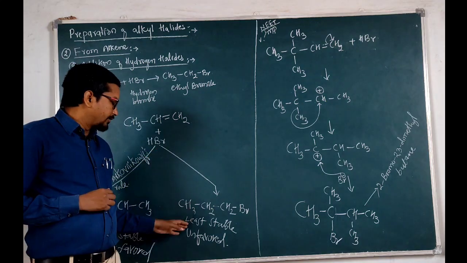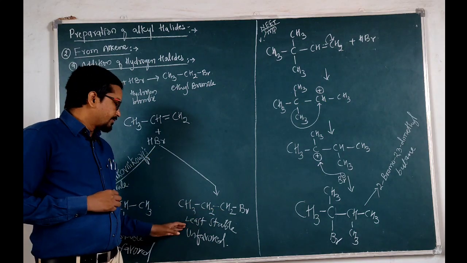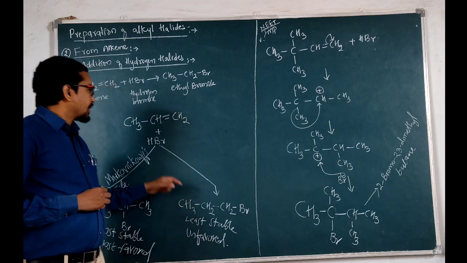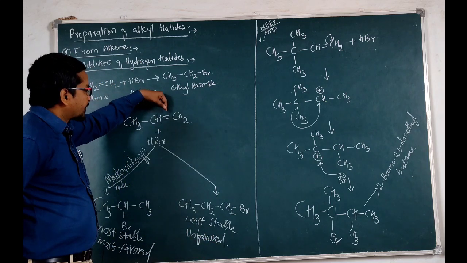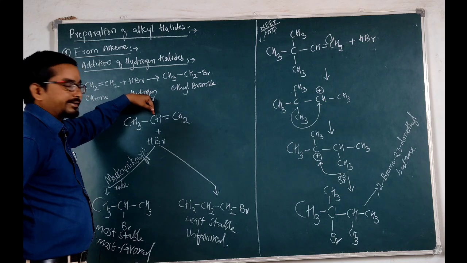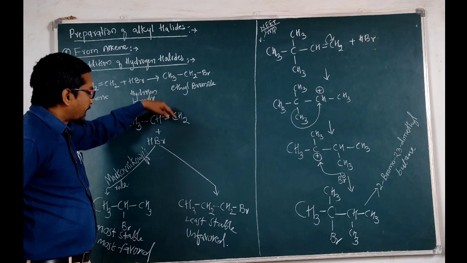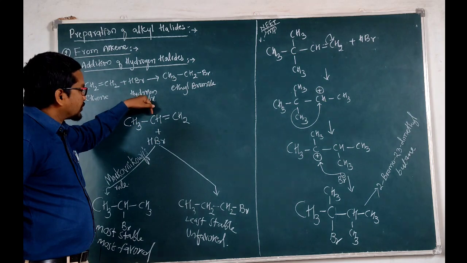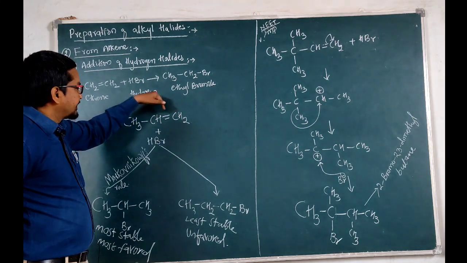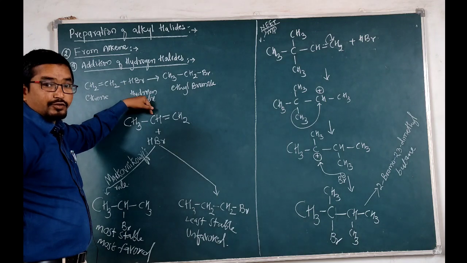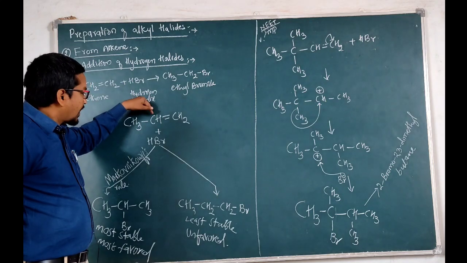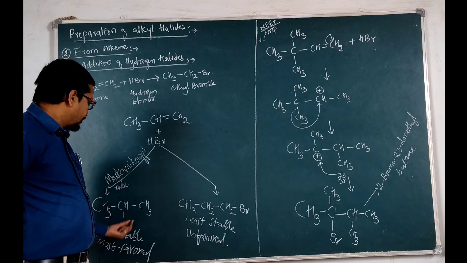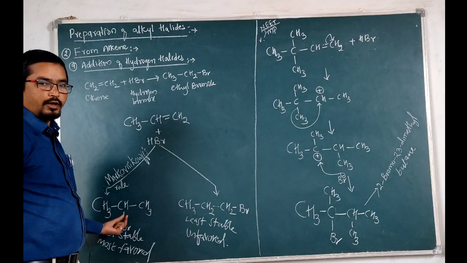Similarly, you can have 1-bromopropane, which is least stable and unfavored, because if you add the positive part of the reagent to this carbon, it will form a primary carbocation. And if you add the positive part of the reagent to this carbon, it will form the secondary carbocation, which is more stable. Hence, according to Markovnikov's rule, the major product is 2-bromopropane.